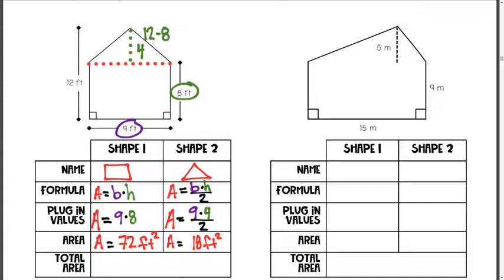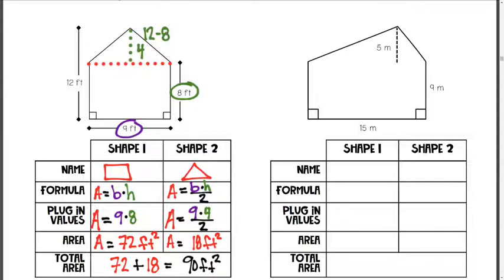To get the area of the composite figure, I then just add the two pieces because they're adding to each other. They're not being subtracted. The area that they're taking up is bigger. So I add them together and I get 90 feet squared. So this shape up here has a total area of 90 feet squared.